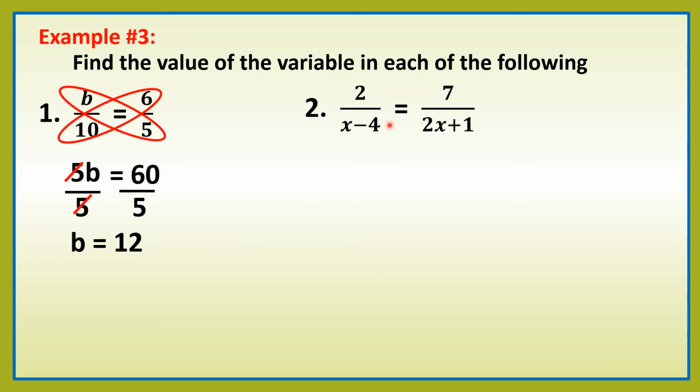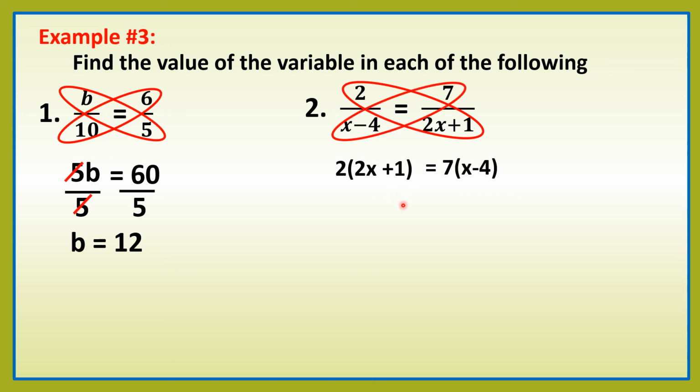Number 2, 2 over x minus 4 equals 7 over 2x plus 1. Cross multiplication, that is 2 times 2x plus 1, and the other one is 7 times x minus 4. So we're going to use distributive property: 2 times 2x and 2 times 1. So we will have now 4x plus 2. And then 7 times x and 7 times negative 4. So that is equal to 7x minus 28.